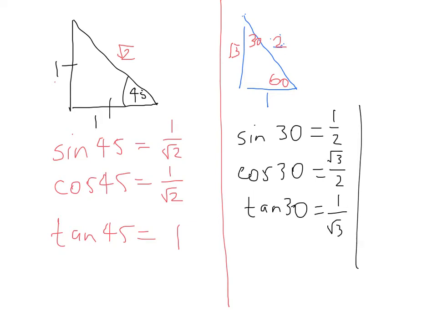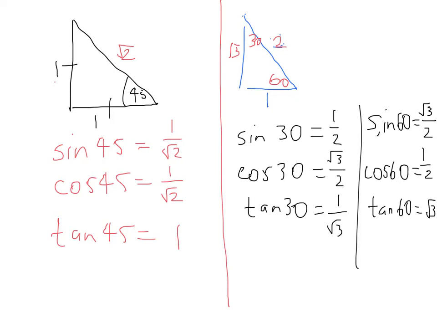Now this time the sine of 60 is root 3 on 2. The cosine of 60, well, if you look at it, the adjacent is 1 and the hypotenuse is 2, so that's a half. And the tan of 60 is root 3 on 1, which is just root 3. So there's a bit of a crossover effect here between these two.